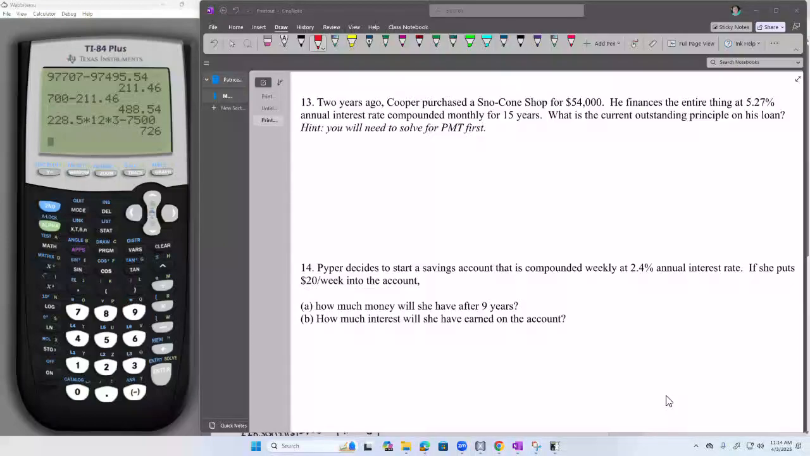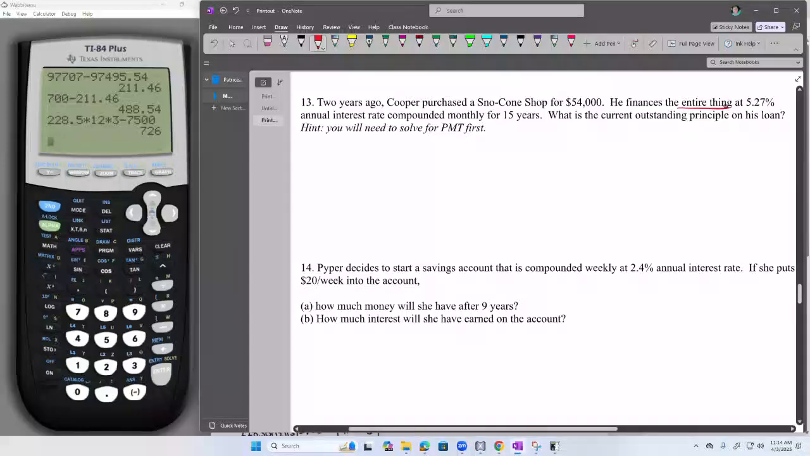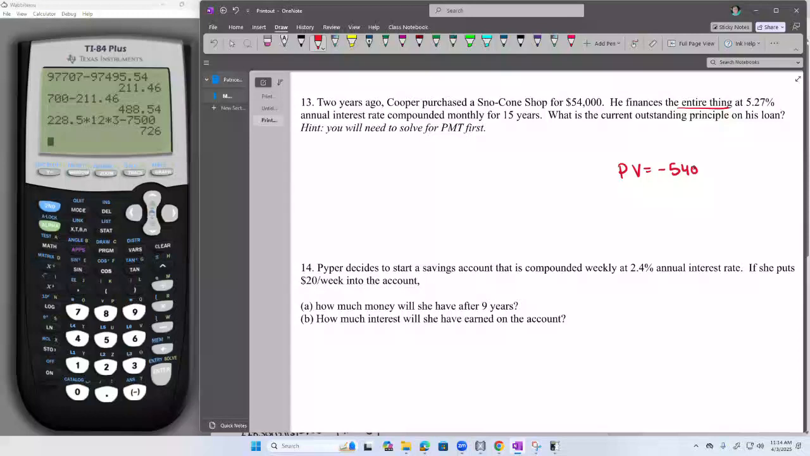All right, so 2 years ago, Cooper purchased a snow cone shop for $54,000. He finances the entire thing. So that means he did not put any cash down on it. That means his entire loan amount is $54,000, which I have to enter in as a negative number. Go ahead and write the rest of my stuff here.